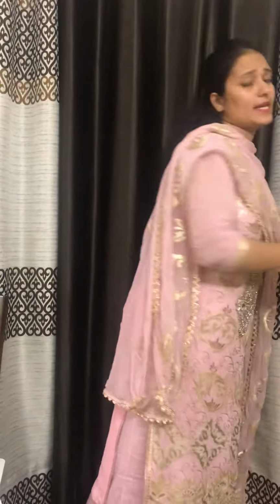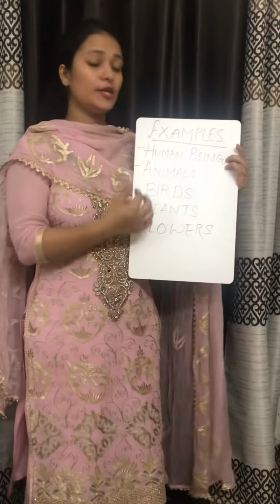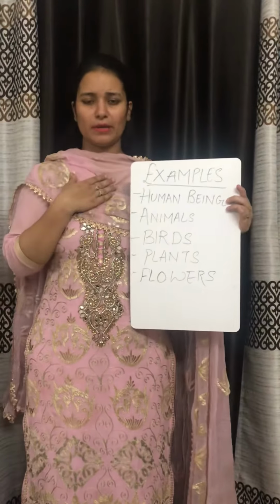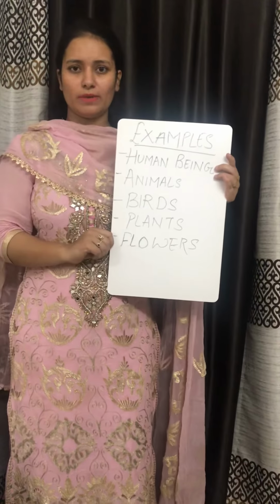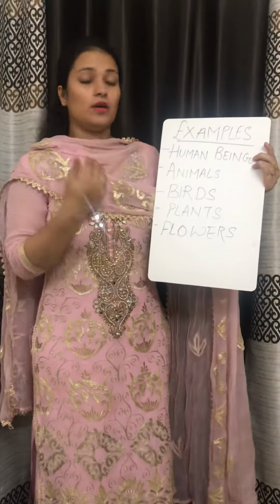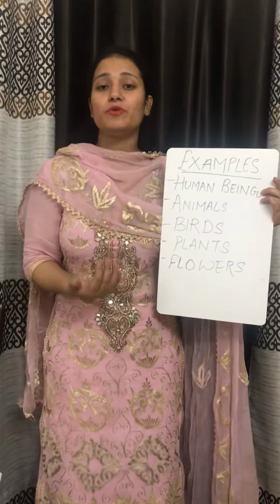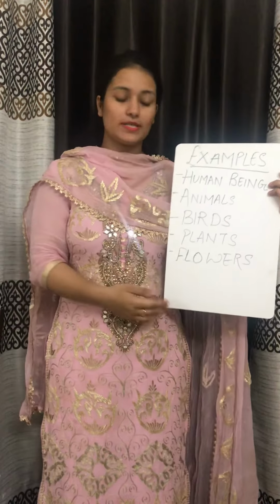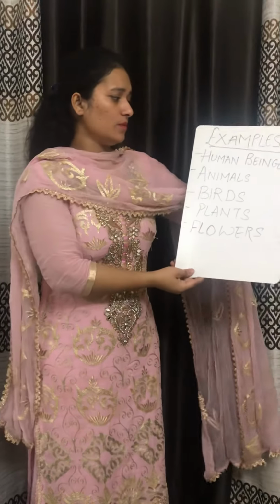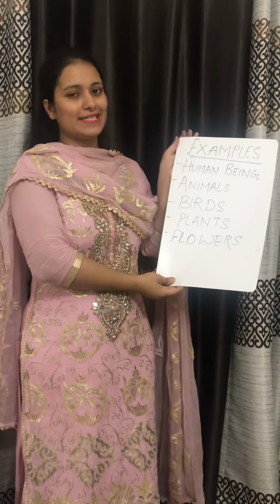Now let us understand living things with the help of a few examples. Examples of living things are human beings. See, I am a human being. You all are also human beings. Human beings, we eat food, we grow, we breathe, we feel changes. So we are known as living things.